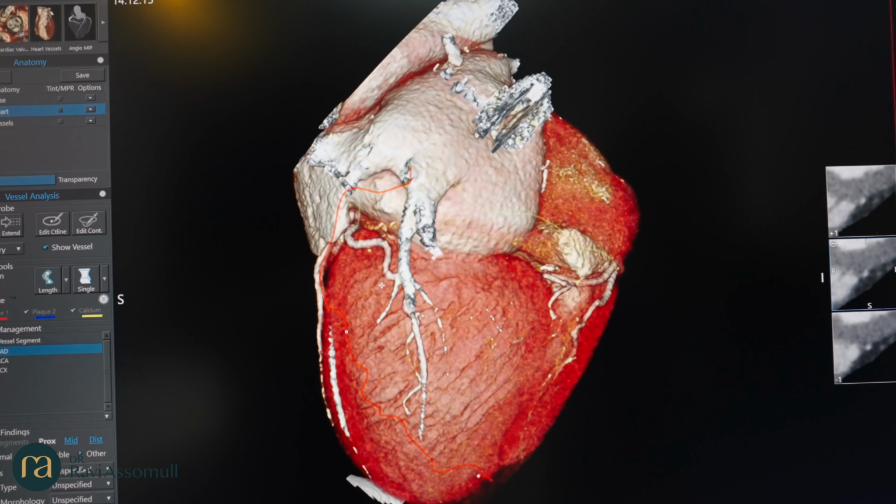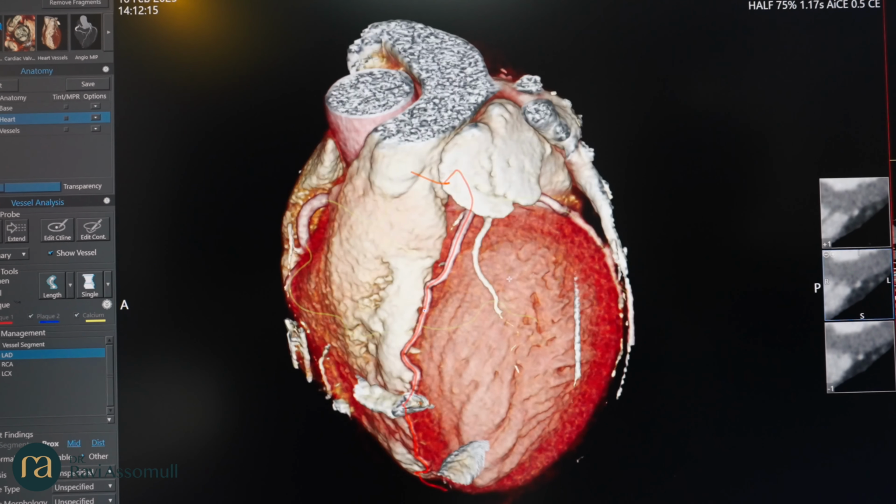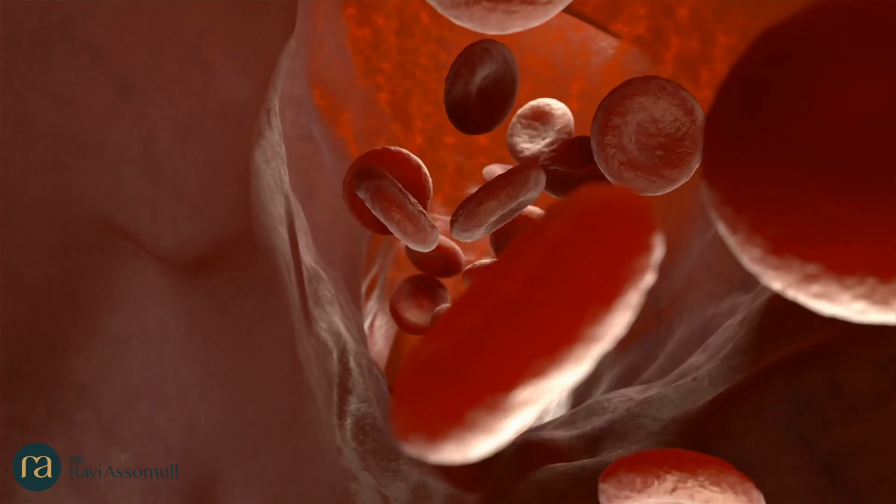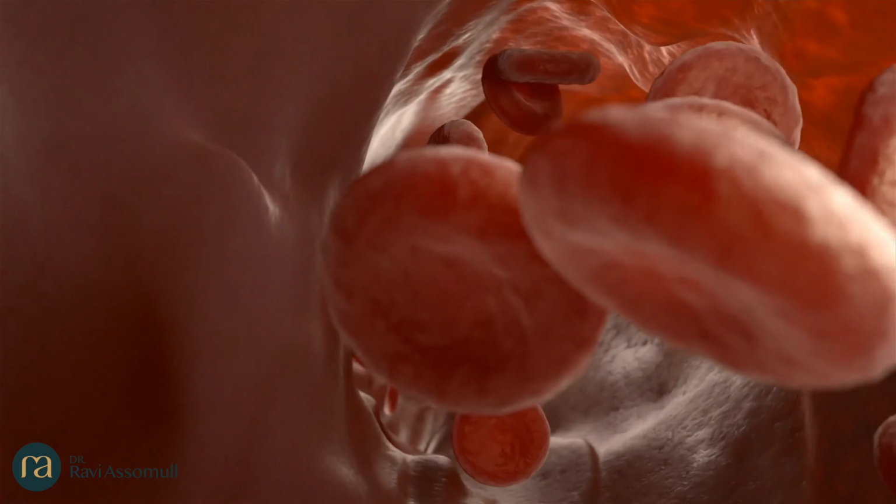If you've been referred for or are considering having a CT coronary angiogram, this video provides you with a detailed overview of the process, the benefits and the risks involved. A CT coronary angiogram is a detailed imaging modality that focuses on the blood vessels supplying your heart. We refer to these as the coronary arteries. The coronary arteries supply the heart muscle with oxygen-rich blood.